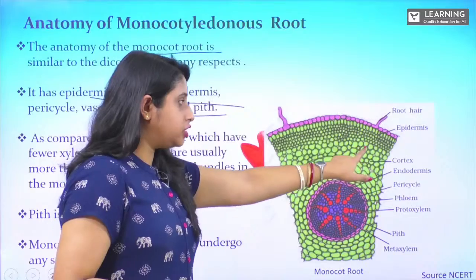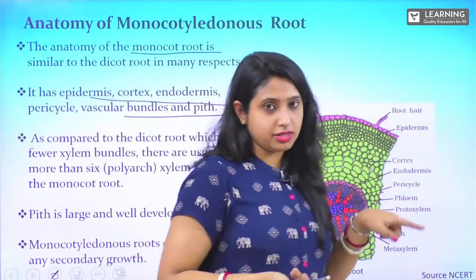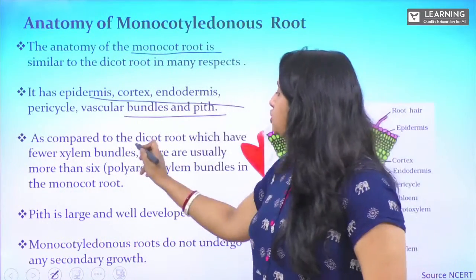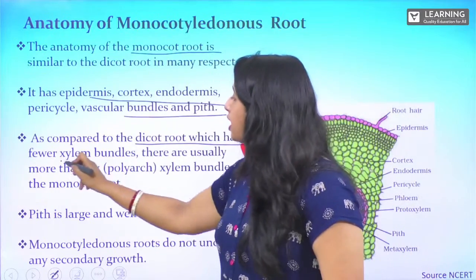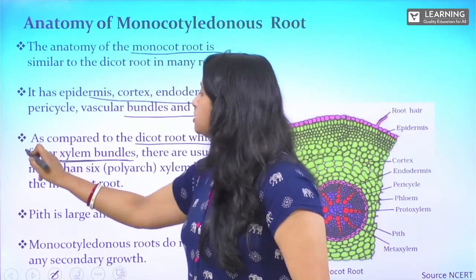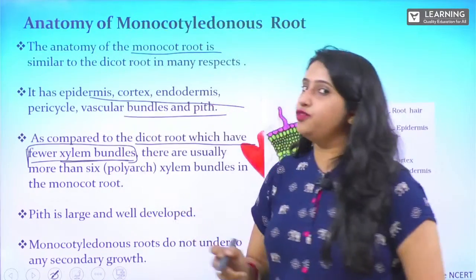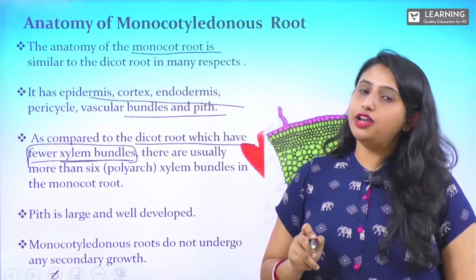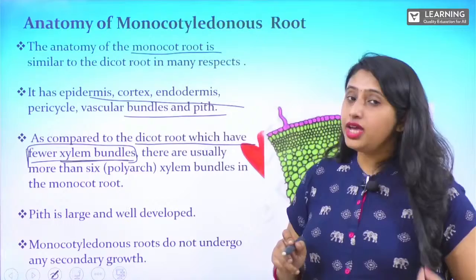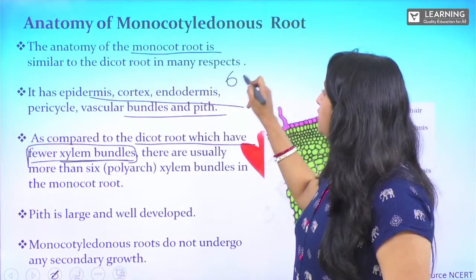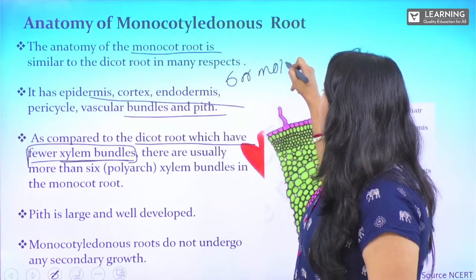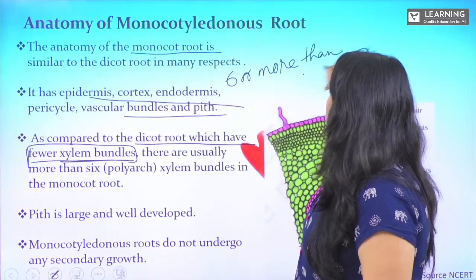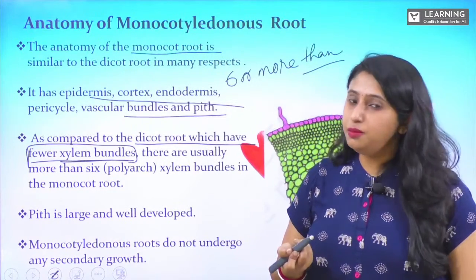We will find the cortex, which is made up of parenchymatous cells, right? Next, as compared to the dicot root, which has fewer xylem vessels, dicots have very few xylem vessels, that is 2 to 4 xylem bundles. Here you will find 6 or more than 6 xylem bundles.